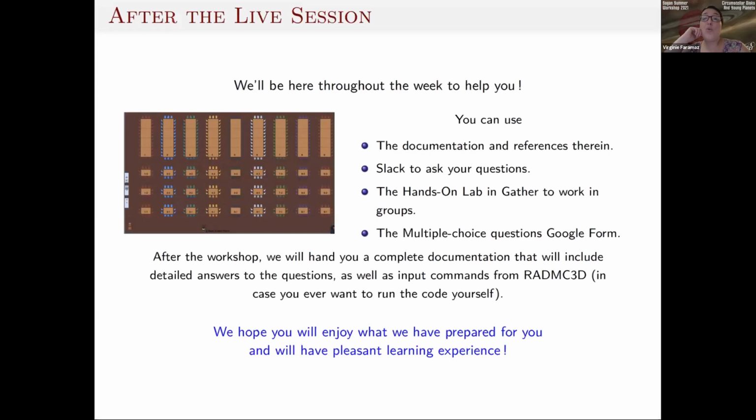If you have met some people you would like to go on working with, you can, for instance, say, hey, let's find one another on Gather in the hands-on lab, like table 4-3, and then you can all find yourselves there and work in a small group, for instance. And at the end of the week, we will have the complete documentation that will be handed to you.